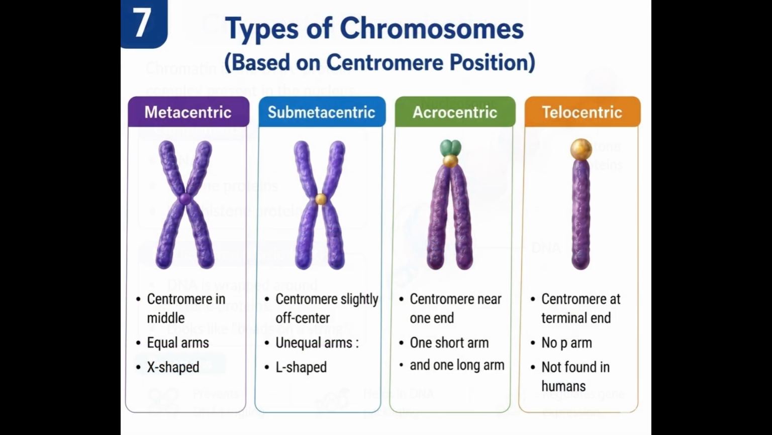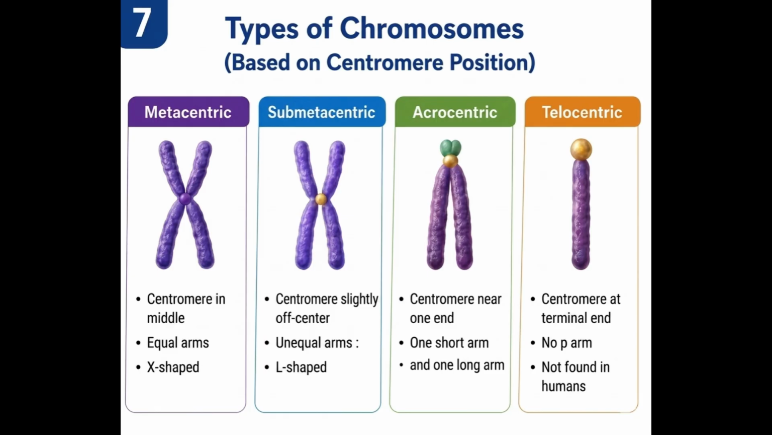Types of chromosomes based on centromere position. Based on the position of the centromere, chromosomes are classified into four types. Metacentric chromosomes have the centromere in the middle, producing equal arms.